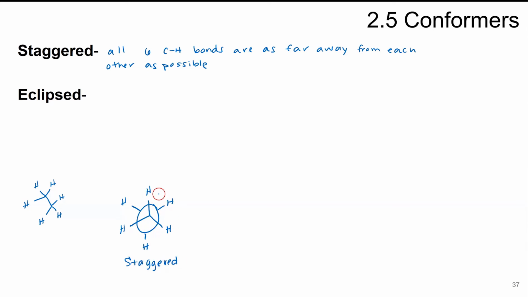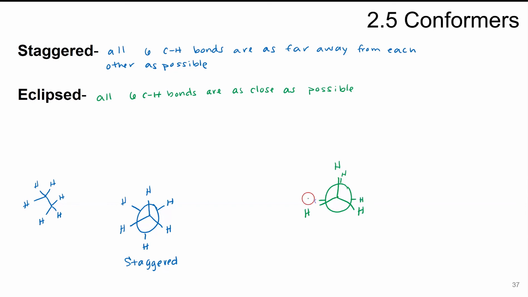All of these H's are as far apart as possible. In the eclipsed conformation, all CH bonds, all 6 of them, are as close as possible to each other. So for the same compound, I'm going to leave the front carbon where it is. I can rotate around the back, so now the hydrogen here is directly behind the hydrogen in front of it. So they're eclipsing each other. This is eclipsed. This one is favored. It's lower energy.